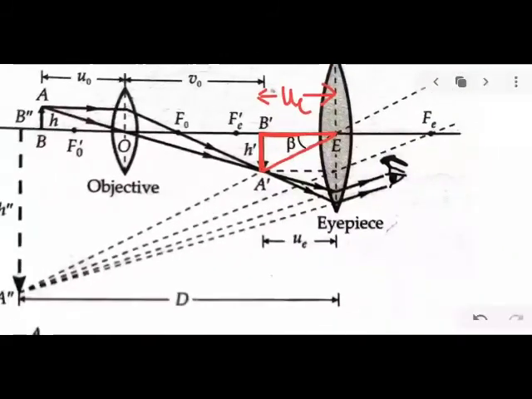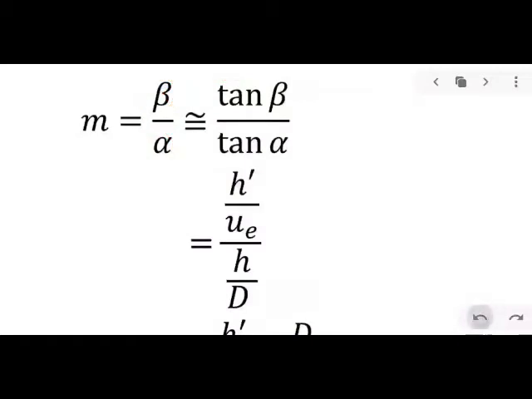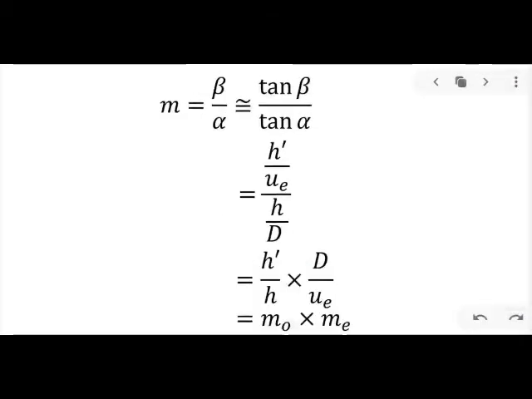Now this is the object A'B'. Let us consider the height of the object H'. Now this is your object, which is at a distance UE from the eyepiece. So your tan beta will be the opposite side H' divided by the adjacent side UE. So I have written tan beta equals H' by UE. Fine. Now let us consider your tan alpha.